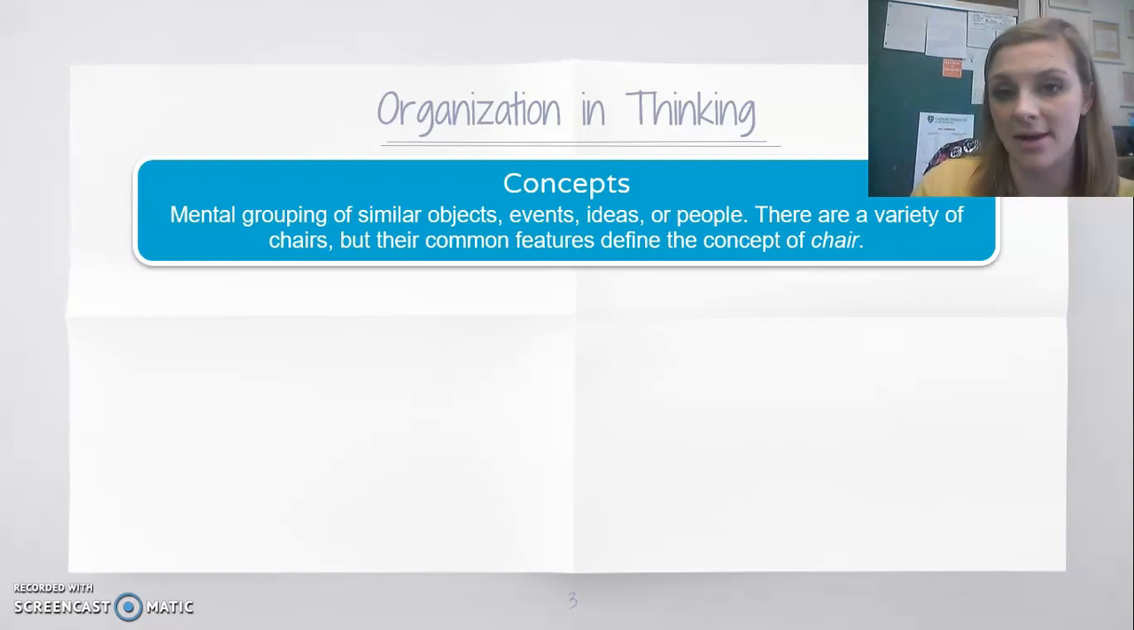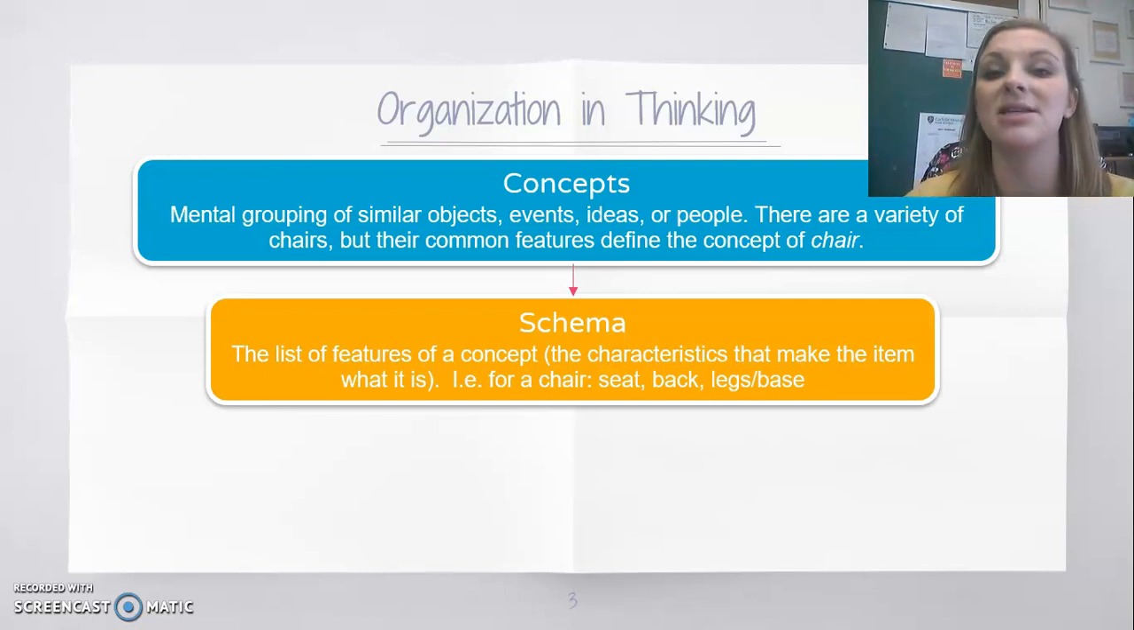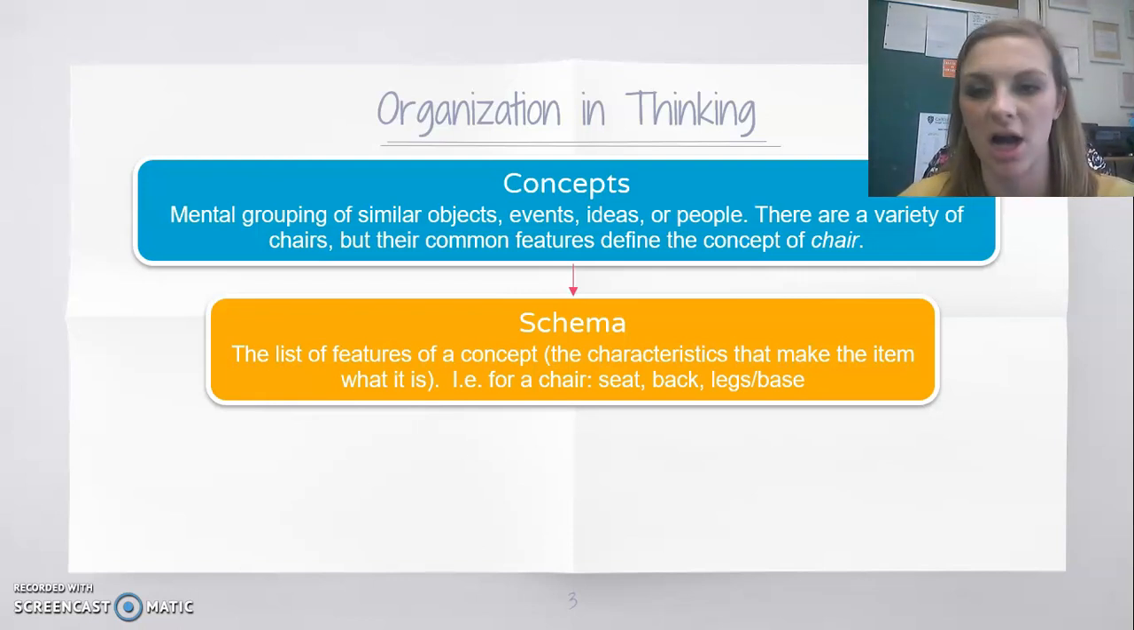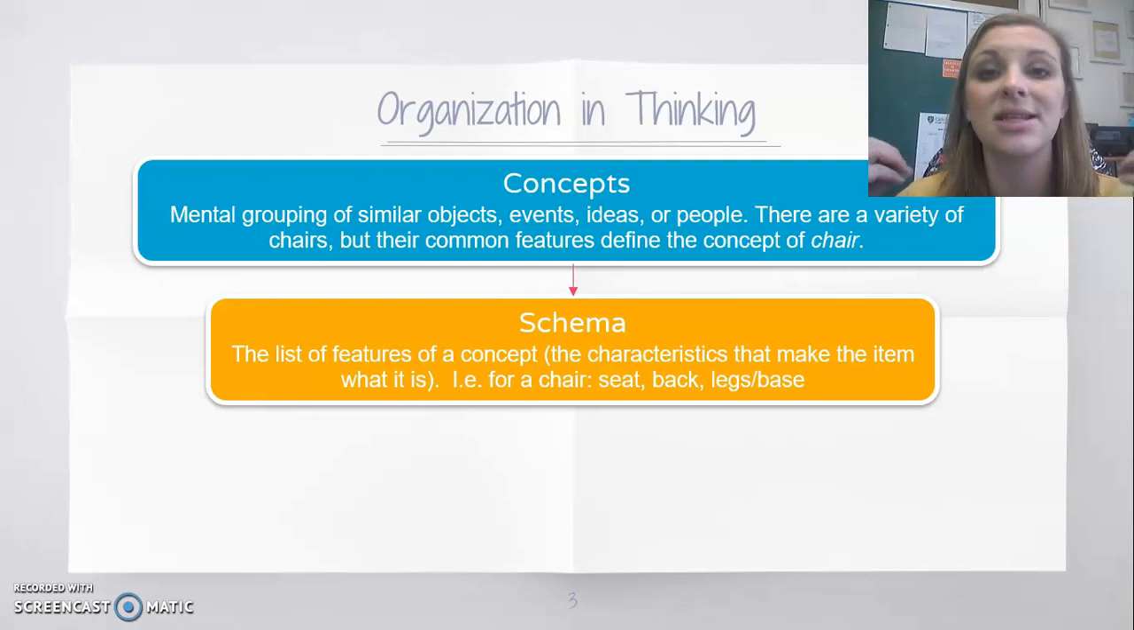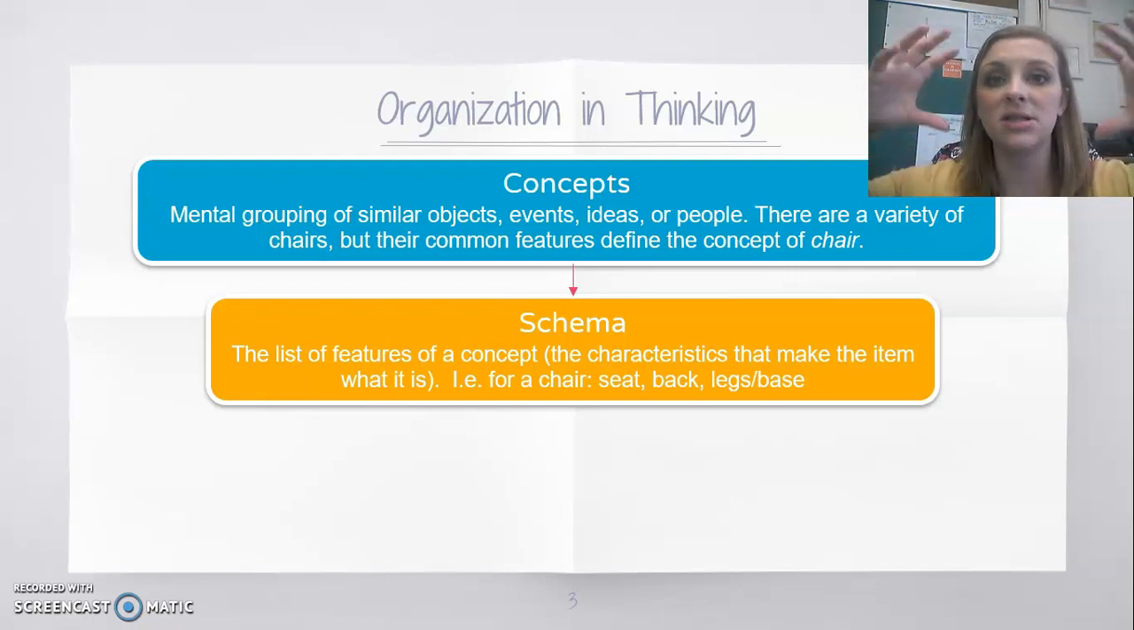Further down from that, then, a smaller section then would be a schema. A schema is the list of features that go along with the concepts, okay? So the characteristics that make a chair a chair. For example, it has a seat, it has a back, it has some legs or a base. That makes something a chair. So the concept is the overarching category. The schema are the characteristics.